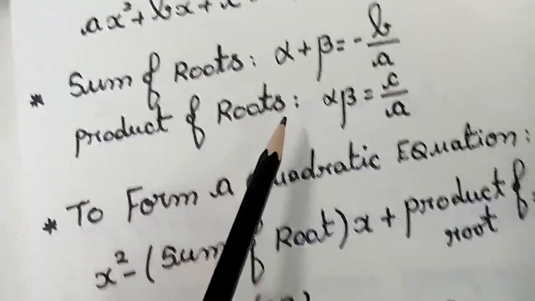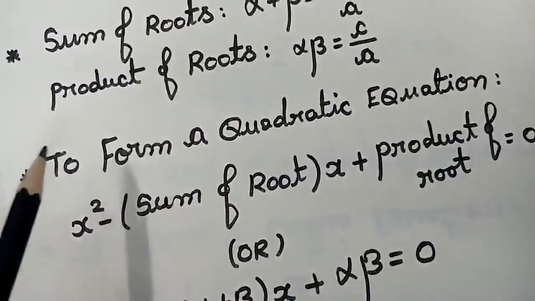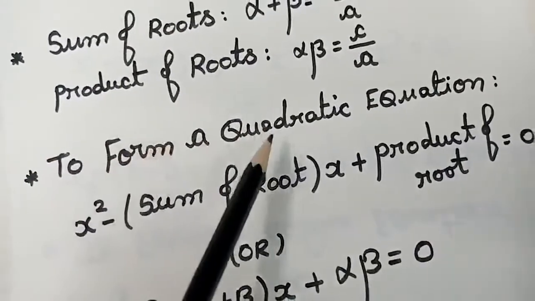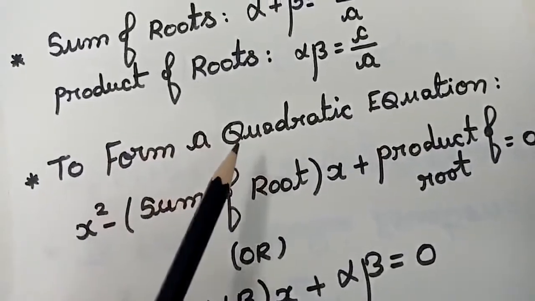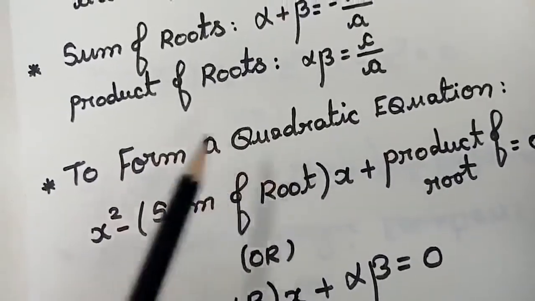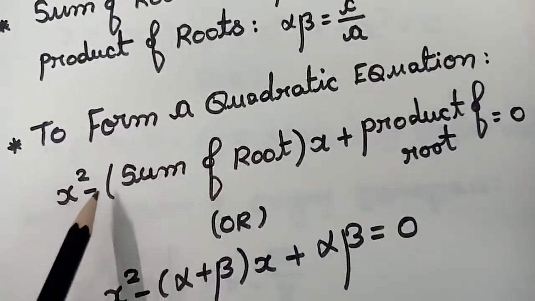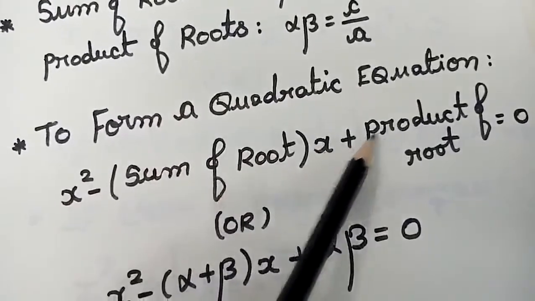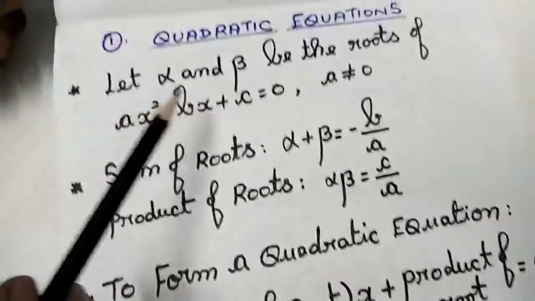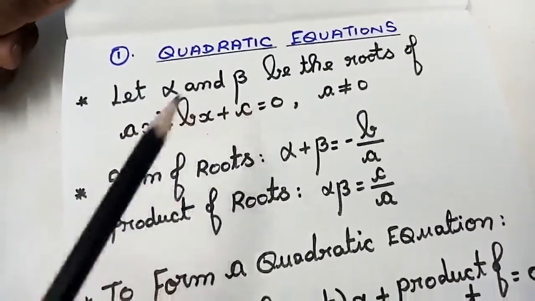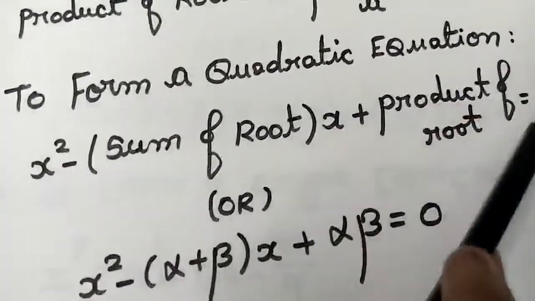The next one: suppose they give you only alpha and beta, and ask you to find the quadratic equation. If they give only two roots, definitely I am going to get only a quadratic equation. To form a quadratic equation, I am going to use this formula: x square minus sum of roots x plus product of roots equal to 0. So this is the form, x square, x, constant equal to 0.